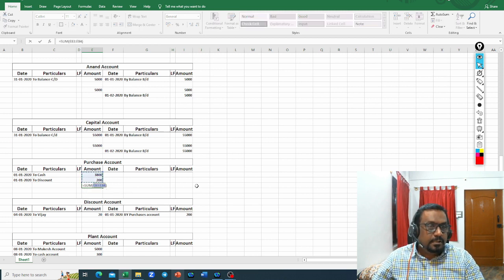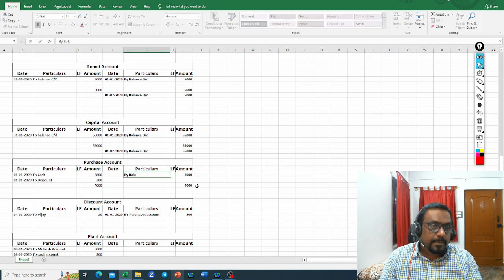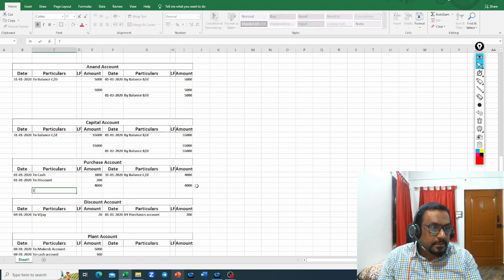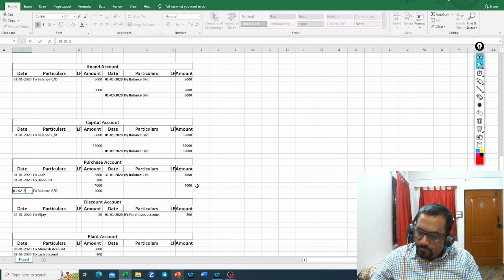Then purchase account. Let us total this. How much is it coming? 3,000, 4,000, and put the same 4,000 here and no balance to subtract. Then what am I supposed to do? By balance carried down. Which date? 31st January 2020 and to balance brought down 4,000. This is on 1st February 2020.